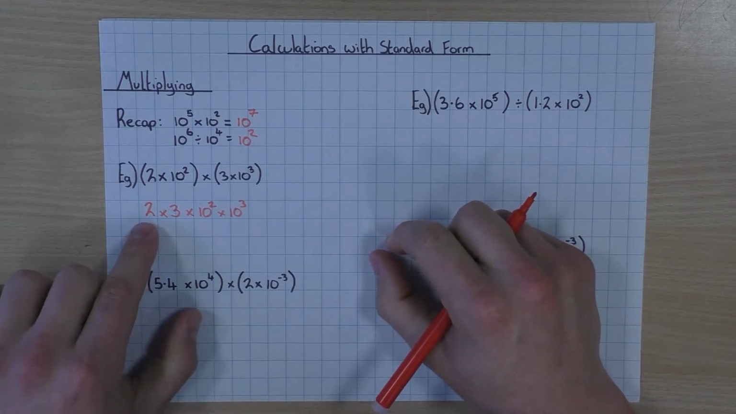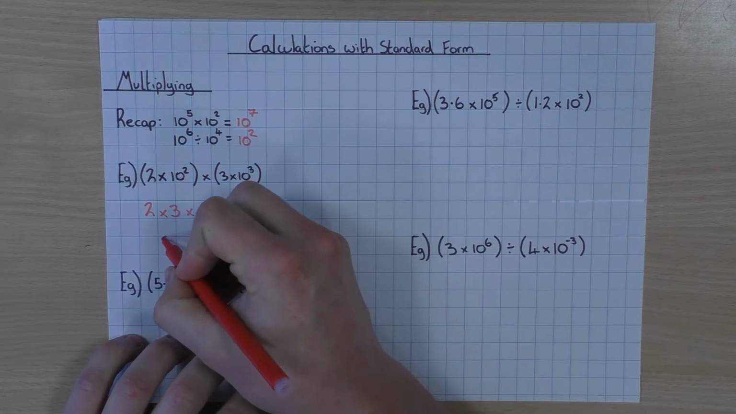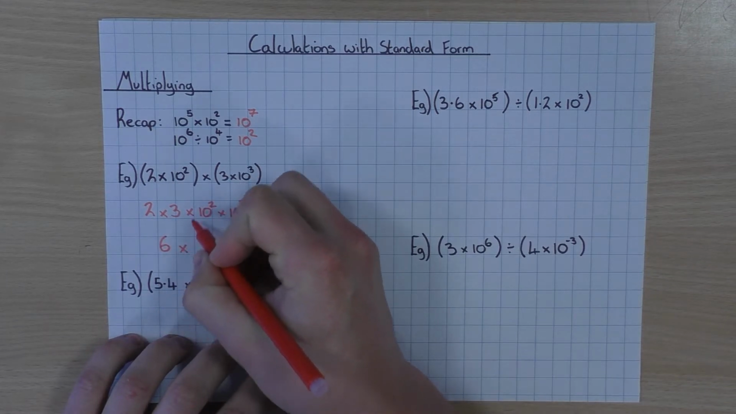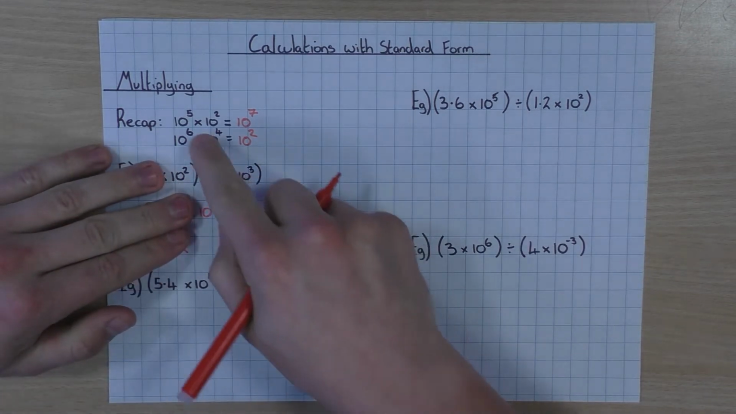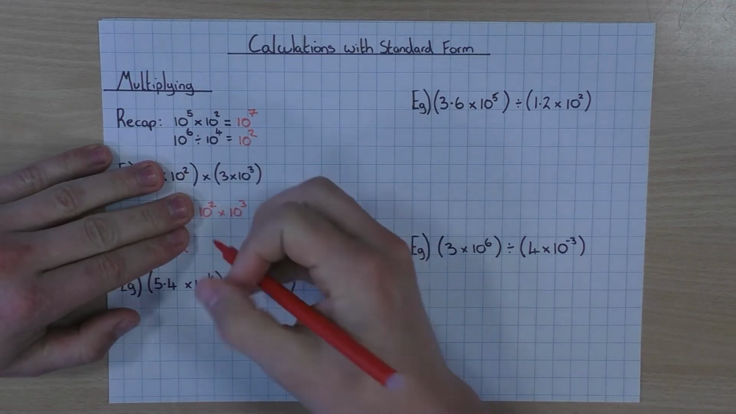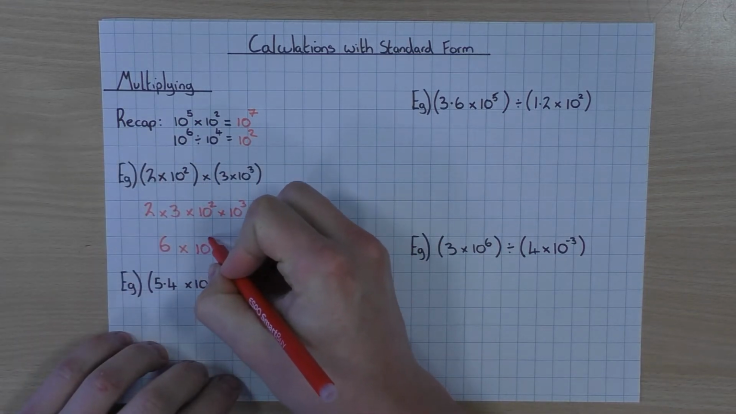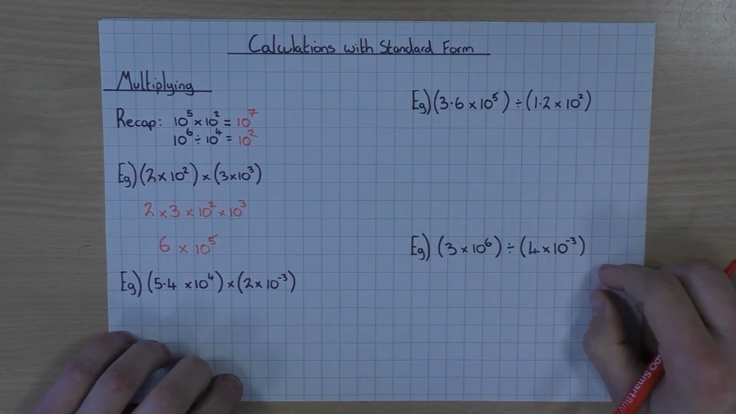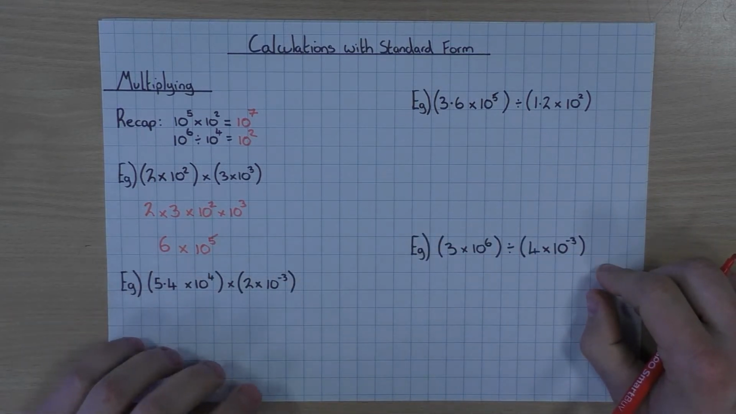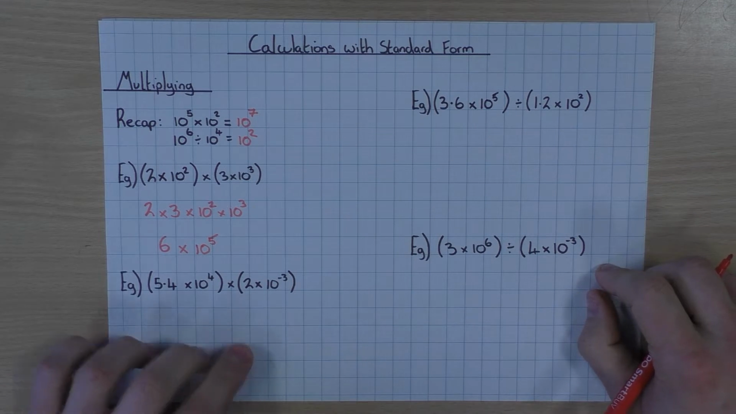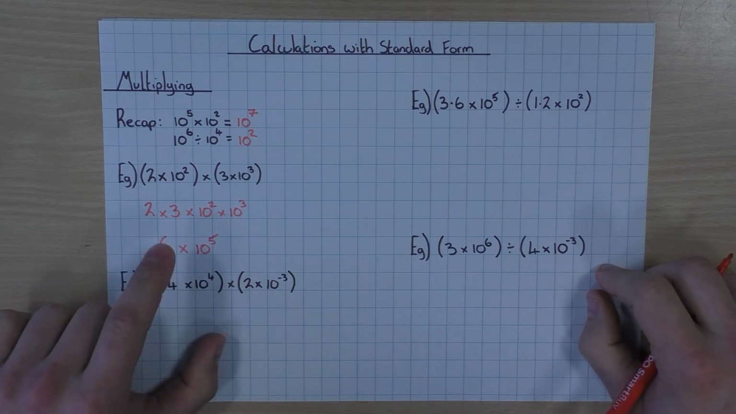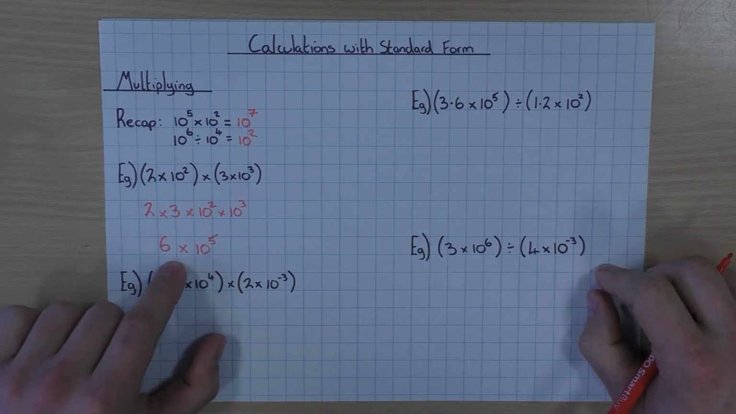Why is that useful? Well, 2 times 3 is just 6. Then I've got my times, and then I can use my rule that I did up here, where I'm just going to add the powers. So it's 10 to the power of 5, and that's it, you've done it. The answer is 6 times 10 to the power of 5. Now sometimes when you do this little trick, your answer here might not be in standard form. If it isn't, just tweak it, just like I did in my previous standard form video, to make sure it is. But in this particular case, happy days, we're okay.